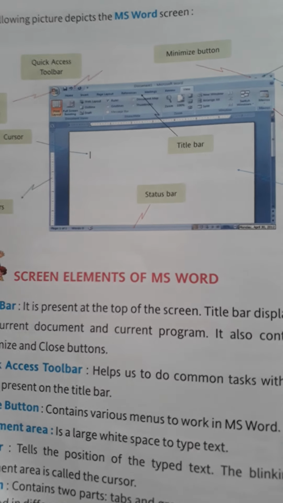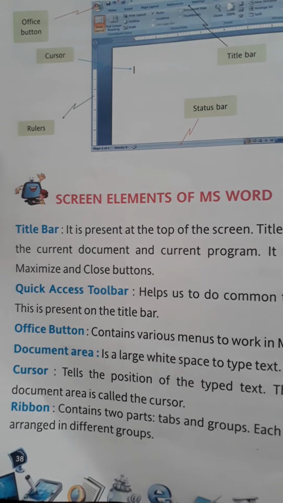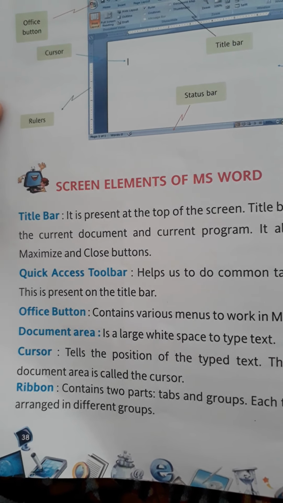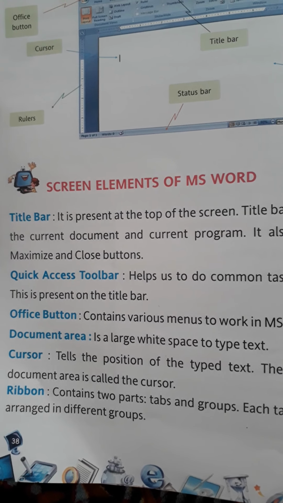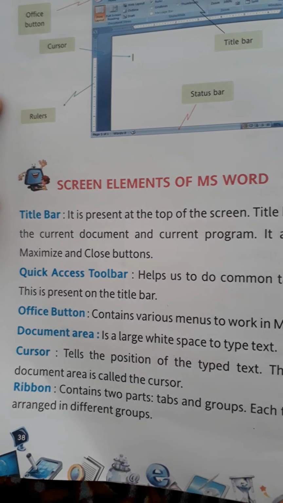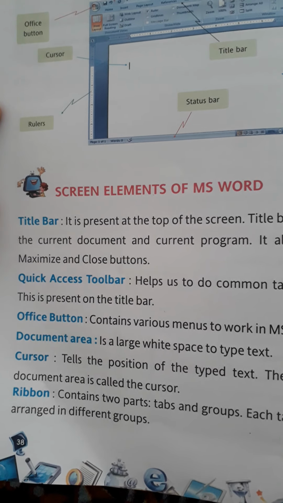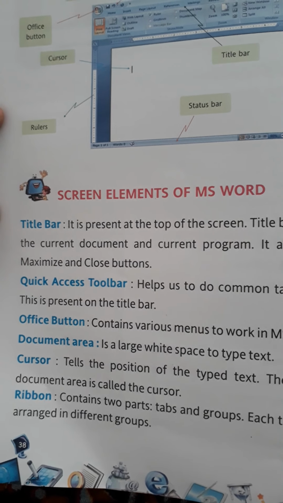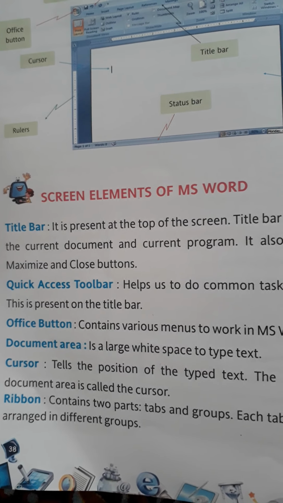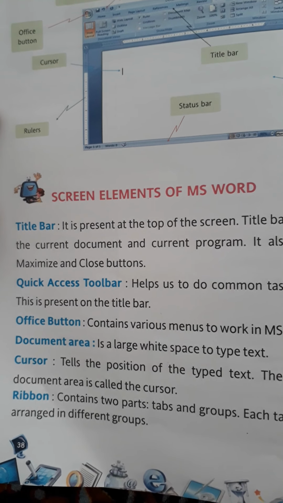This is the screen of Word 2007. There are many elements of Word 2007, like the title bar. It is present at the top of the screen. The title bar displays the name of the current document and current program. It also contains minimize, maximize and close buttons. The title bar is the topmost bar of the window and shows the name of the document and program. It has some buttons on the right side like minimize, maximize or close.